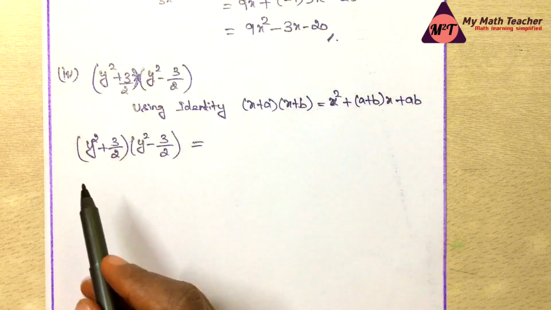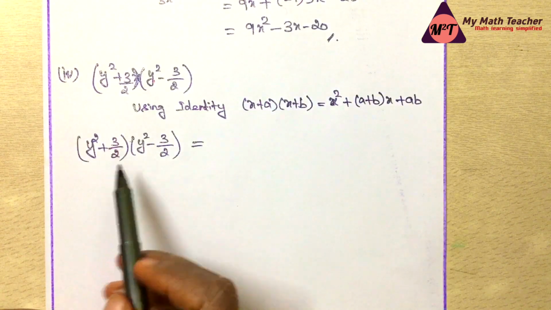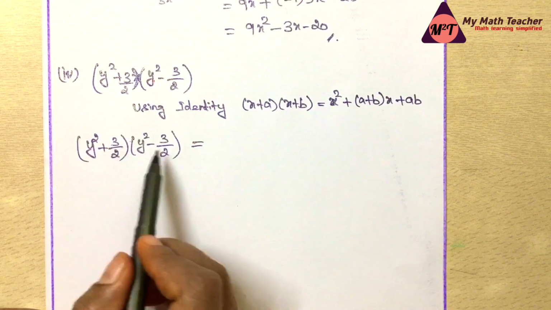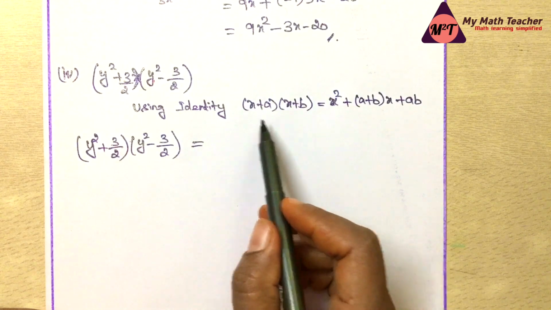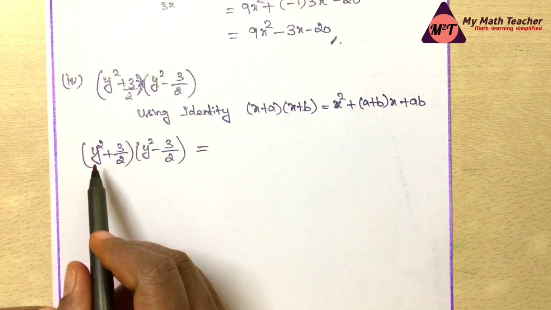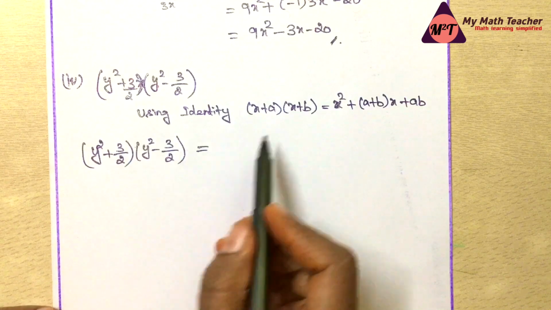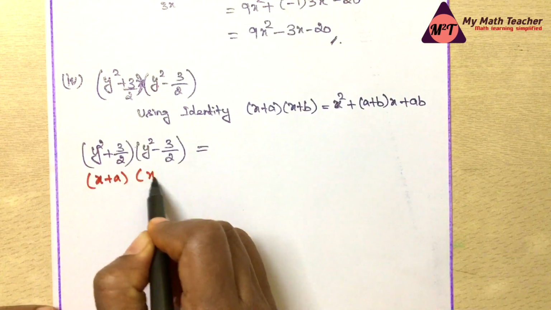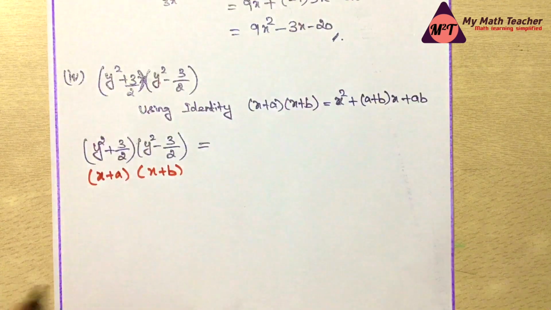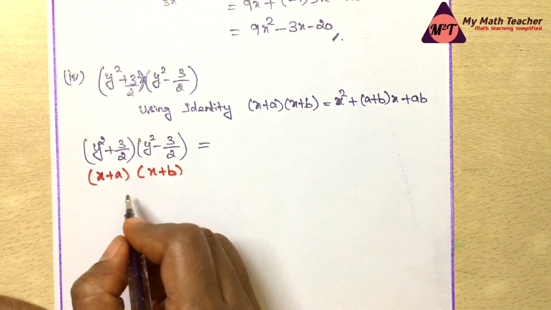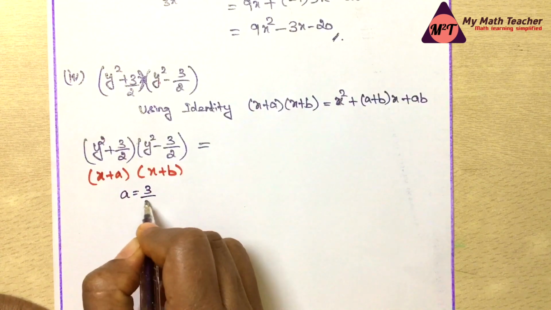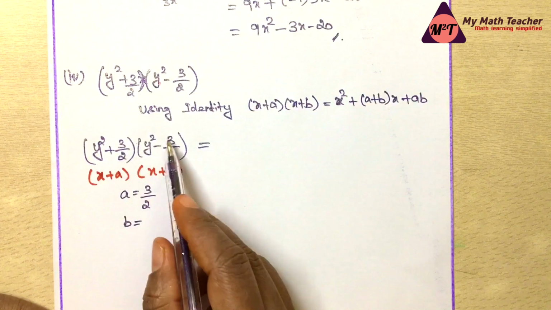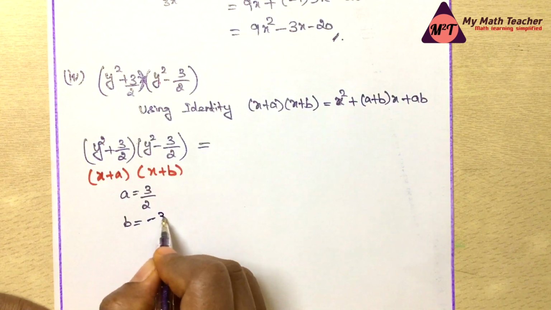Fourth subdivision given is y square plus 3 by 2, y square minus 3 by 2. The first term both have y square. So we can use the same identity x plus a into x plus b. Now let us compare the question with the identity, that is x plus a into x plus b. Okay. Now you can see a is 3 by 2. So how will you write b? Now you can mentally calculate what is the b value. b value is minus 3 by 2.